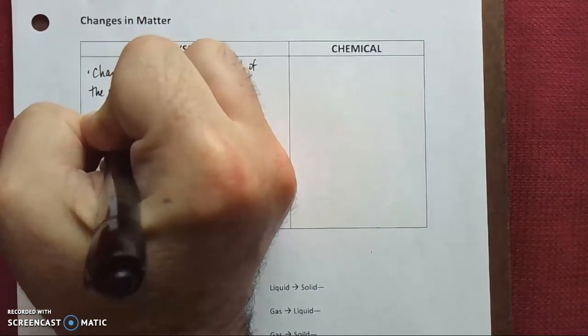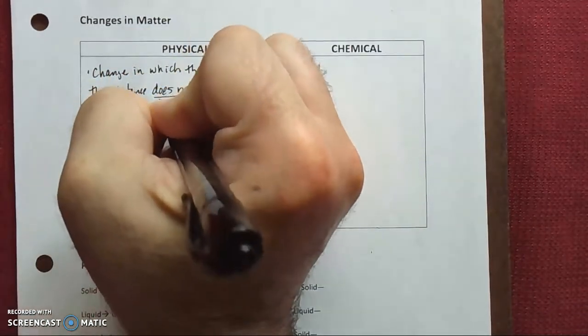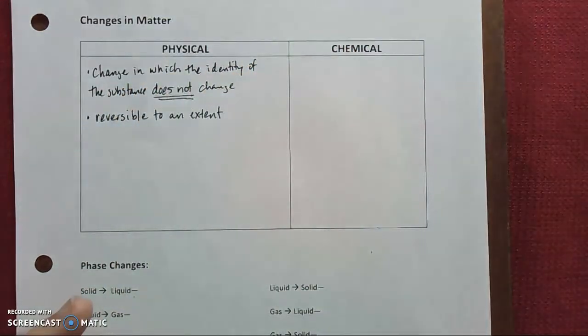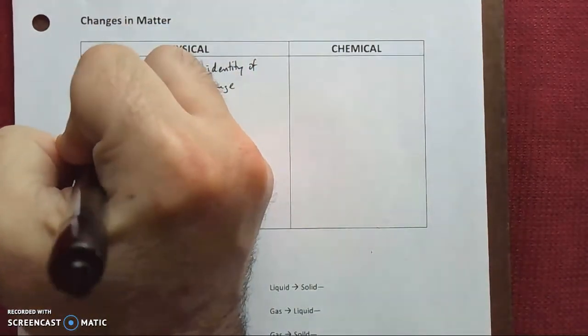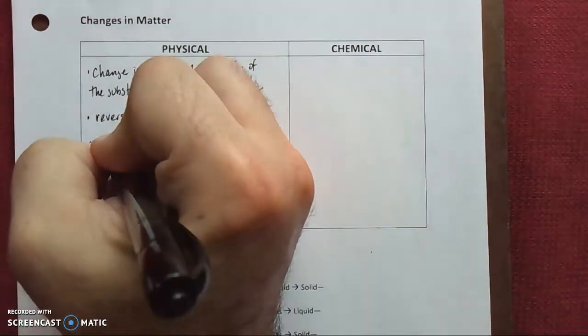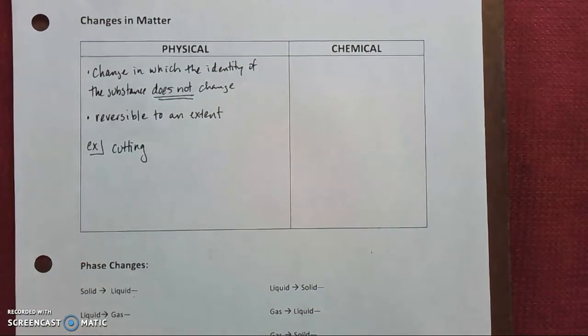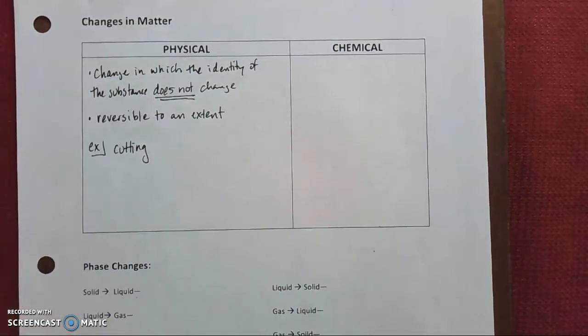This is reversible to an extent. So they, in theory, can be reversible, but sometimes it's very hard to do. And examples, cutting something. So if I have a piece of paper, like this paper here, and I take a pair of scissors and I cut it, I have changed the appearance of the paper, but it's still paper. I just have it in two pieces.